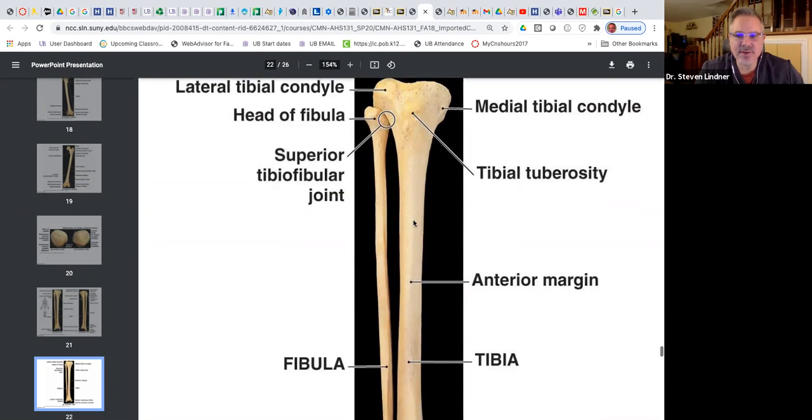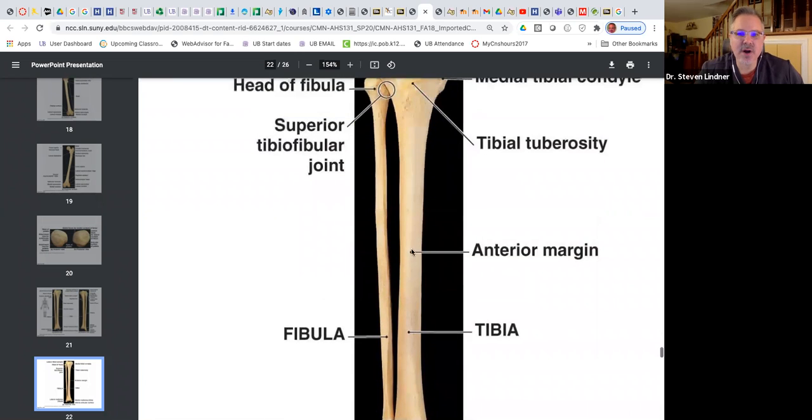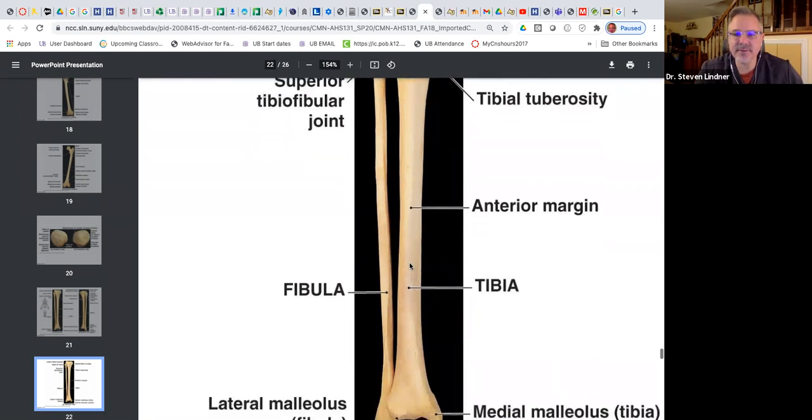So here's the larger tibia. Look at the anterior margin. That's very sharp. The anterior margin is very sharp, and that's why when you get kicked in the shin, let's say in soccer, it hurts so much, because there's not much protecting those muscles, arteries, veins, and nerves from that anterior margin. So it really stings.